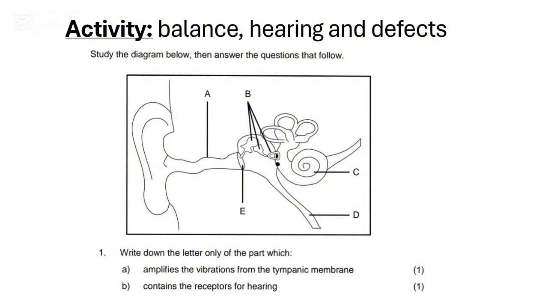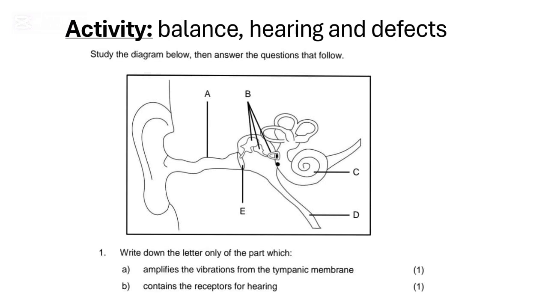We have the auditory canal at A, we have the ossicles at B, we have the cochlea at C, we have the eustachian tube at D, and we have the tympanic membrane at E. Moving on to the questions.